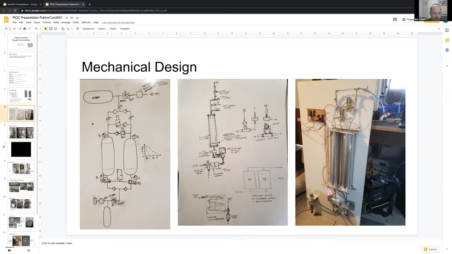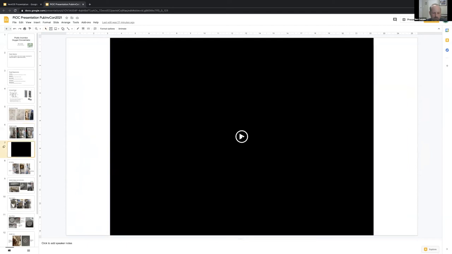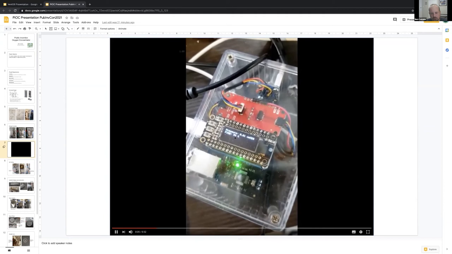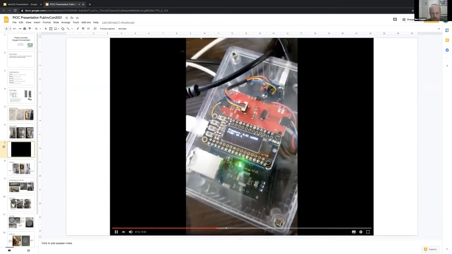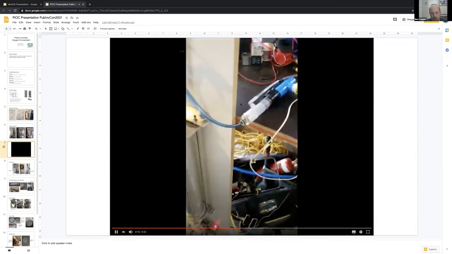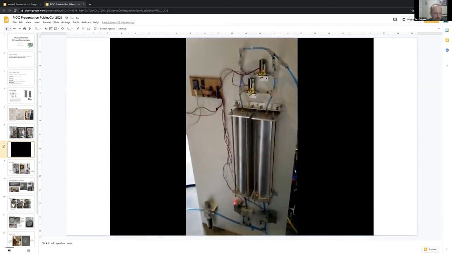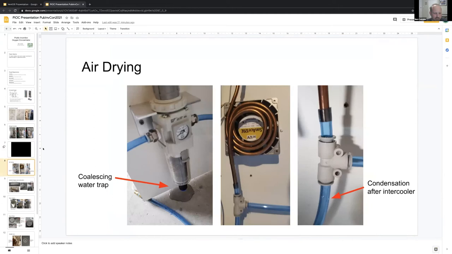So this is the first prototype here that we got running. You can see the design has evolved a little bit over time, and I've started to look at intercoolers and maybe reducing the number of valves as time has gone on. So I'll just show this quickly. This was producing 94% oxygen. This is the Ventmon, which I used to measure the oxygen and made a little adapter. So it's not particularly exciting, but that was the machine in operation.